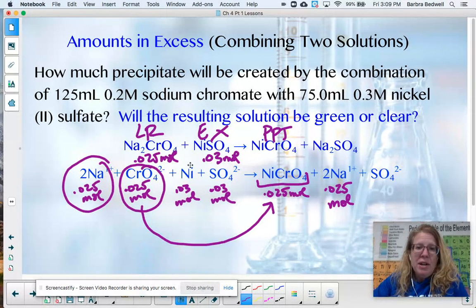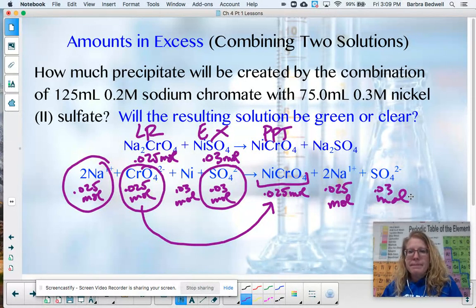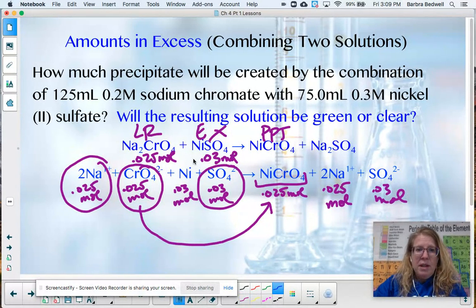So let's take a look at our nickel. This is actually the hard one. I'm going to do the easier one first. So let's look at the sulfate. How much of that got used? Well, none of it, right? Sulfate is a spectator ion. None of it got used. So this 0.03, where is it now? Well, it's all right here, 0.03 moles. Still left over. Again, none of it reacted. It's a spectator ion. The nickel is now the tricky one, and this is the one that we'll take a look at right now.